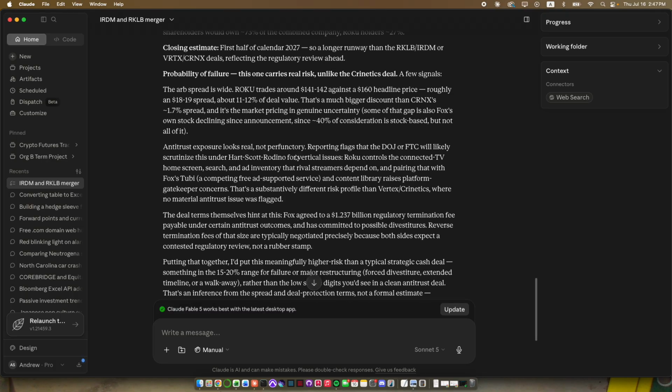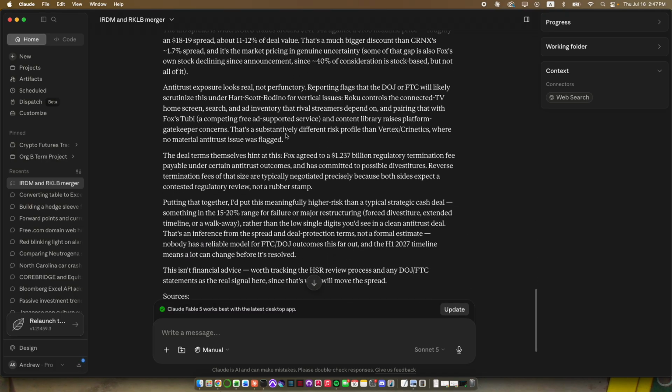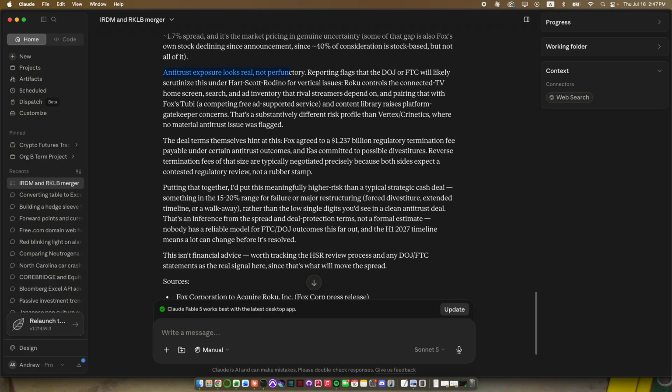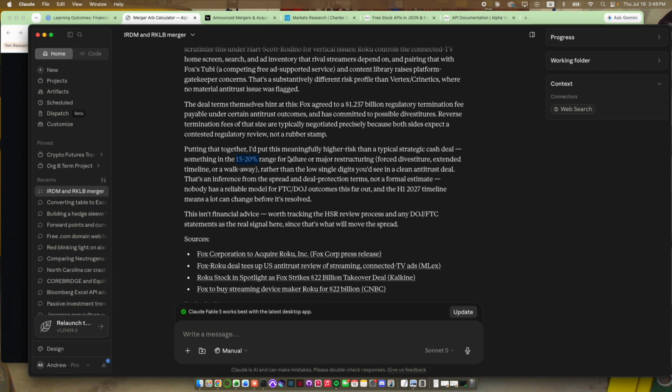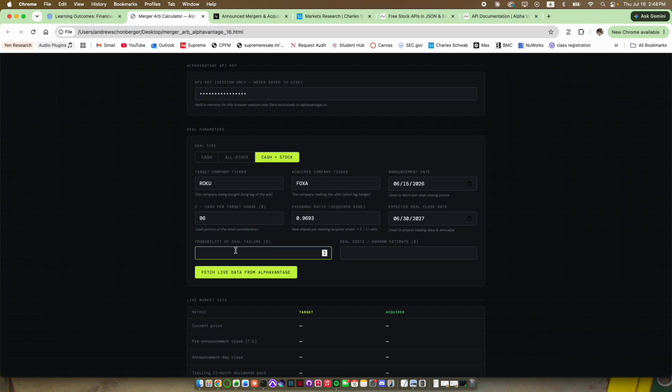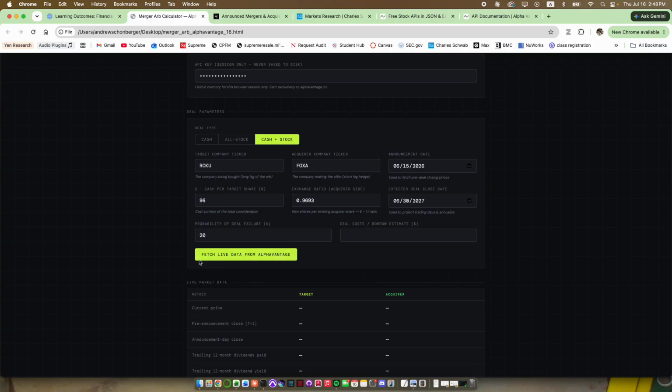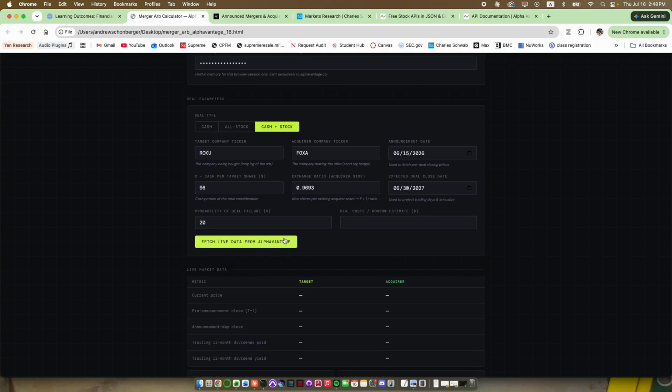of failure might be. And so what Claude is saying is that there might be some antitrust issues and some other regulatory fees that they had to pay in the future. And so in total, they estimate a range between 15 and 20% failure. And this isn't unique to some deals, but it's unique to this one for this example.